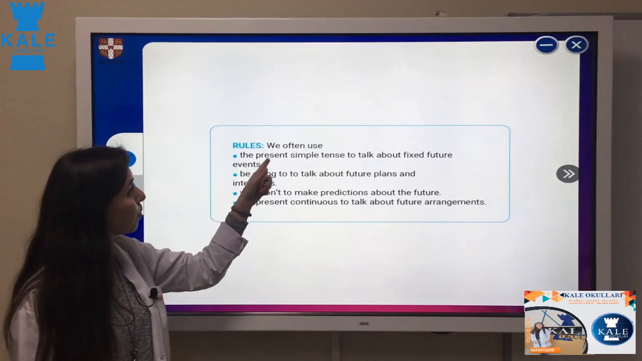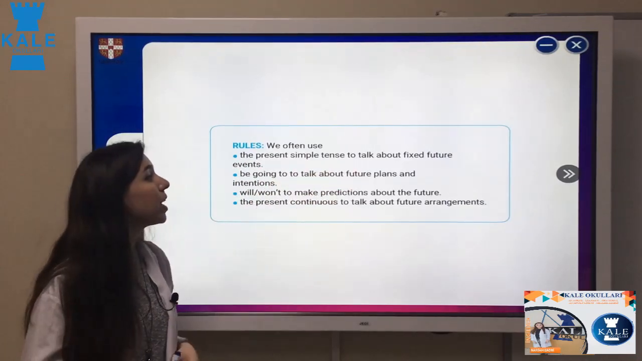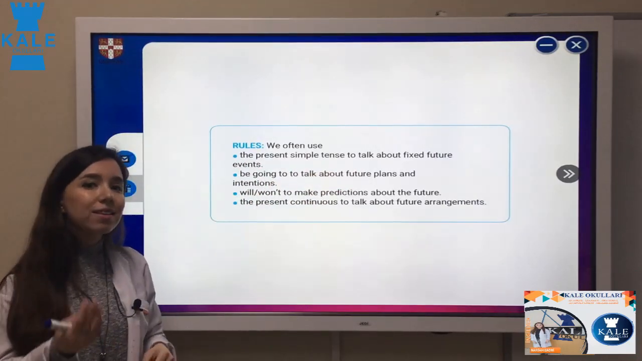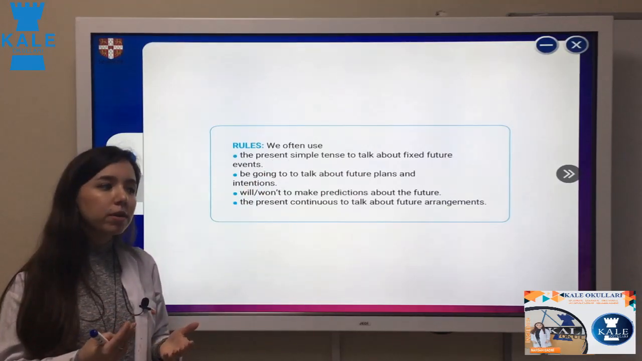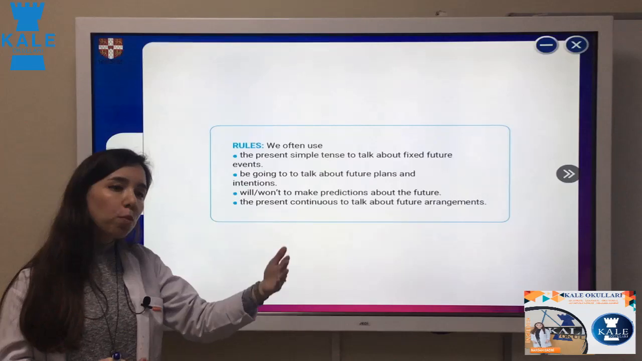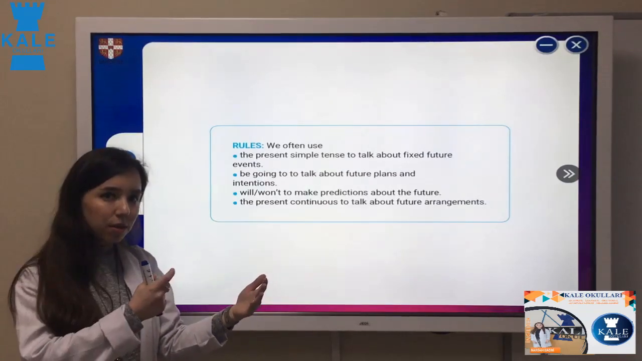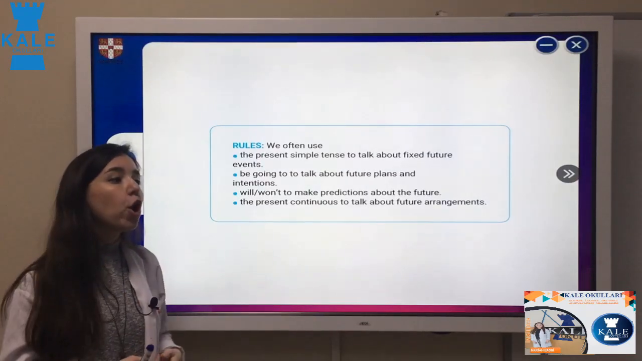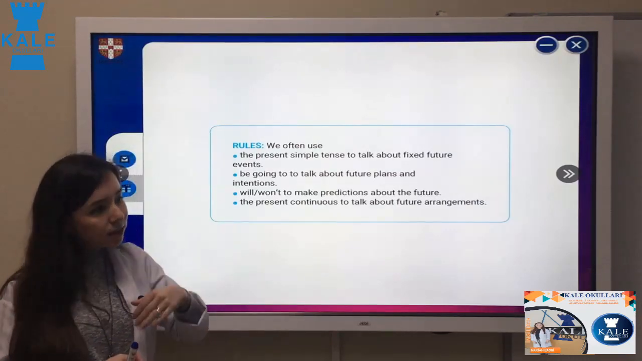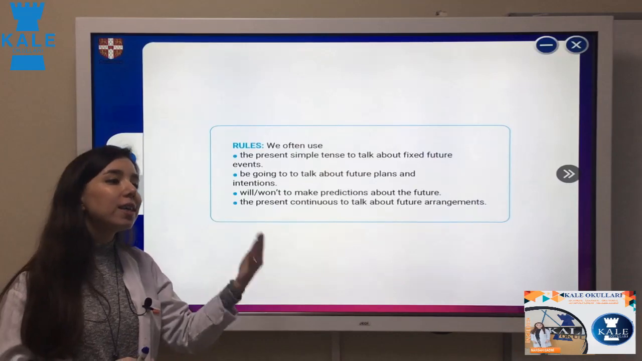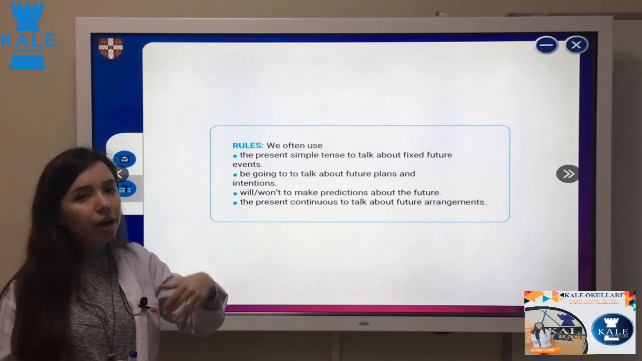We often use the present simple tense to talk about fixed future events. As I told you, present simple. What is present simple? You remember, yes? For example, this is opens. Why? Because it's third person singular form. Or I go, she goes, he goes. These are present simple. Negative form also, you know, she doesn't, he doesn't, it doesn't, I don't, you don't.